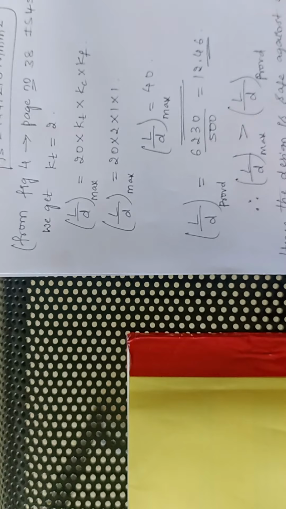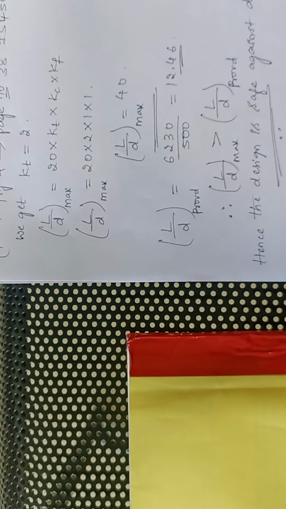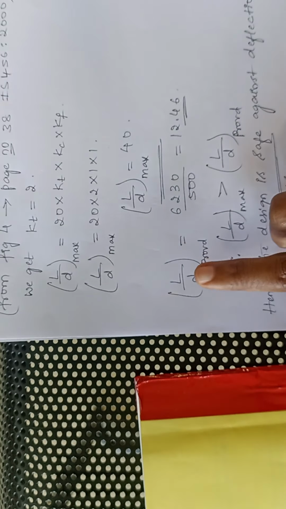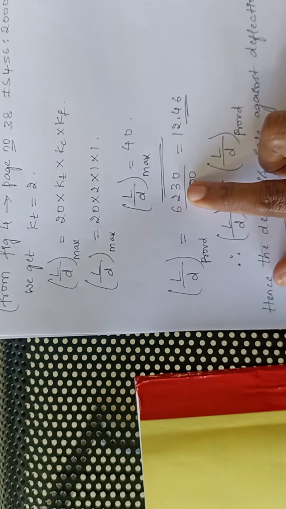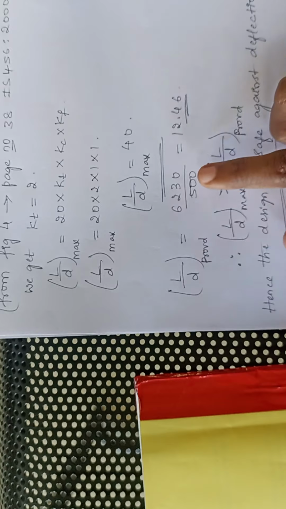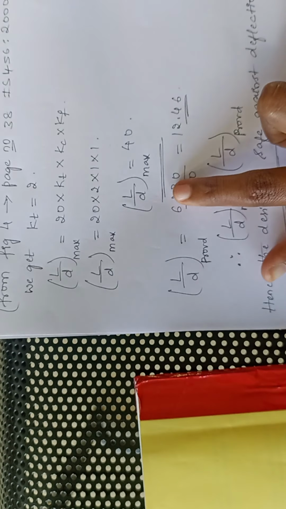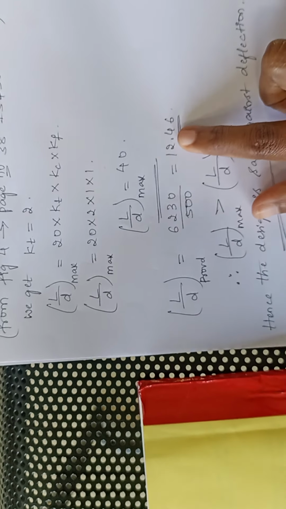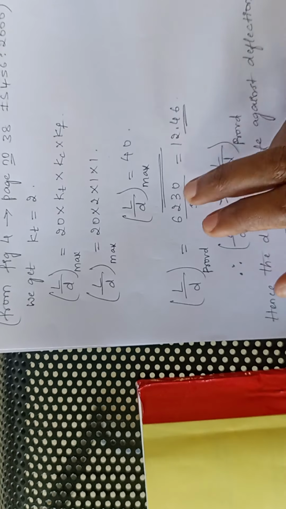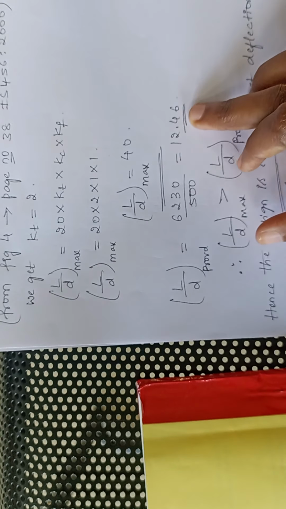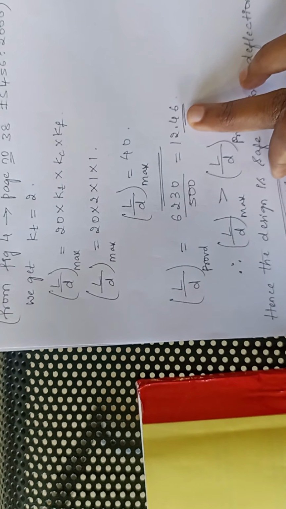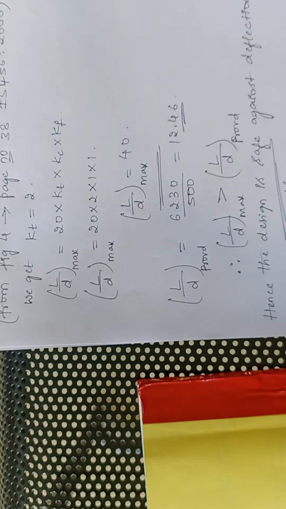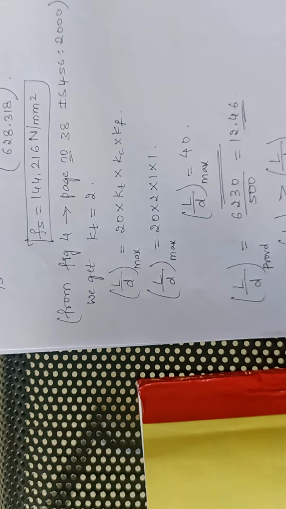Let us find the provided deflection value. To find that, we have to divide L by D, where L represents the effective length which is provided and D represents the effective depth which is provided. On dividing these two values, we get 12.46. Now on comparing L by D max with our value, L by D max itself is greater than our value. Hence, we can say that the design is safe against the deflection. So that completes the design part.